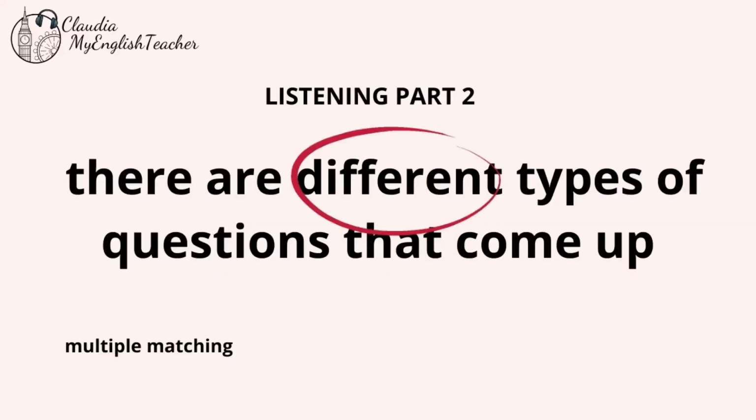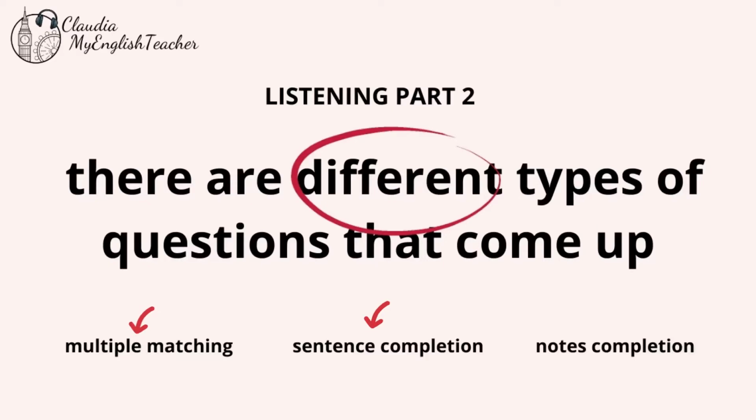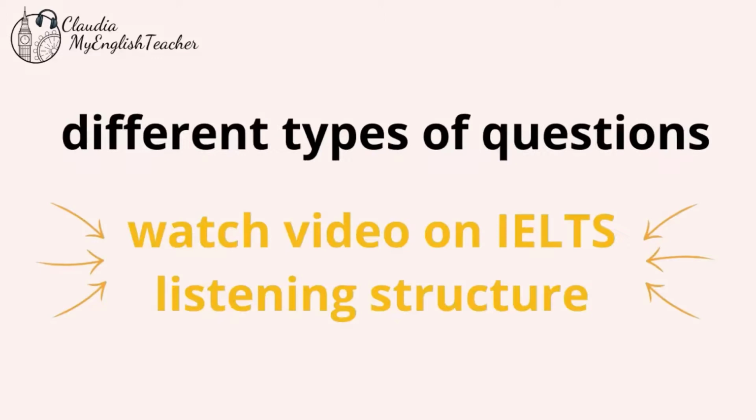There are different types of questions that can come up in the IELTS listening part 2. There could be multiple matching questions, sentence completion questions, notes completion questions, and other types. If you're interested in knowing the different types of questions, please watch my video on the IELTS listening structure that you can find on my website or here on YouTube. I will leave a link in the description.